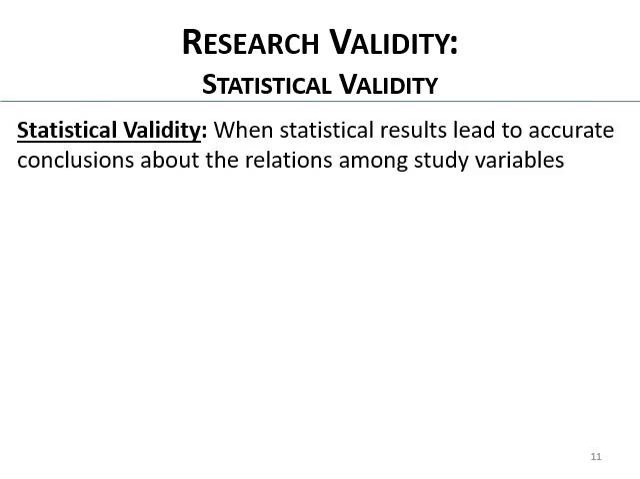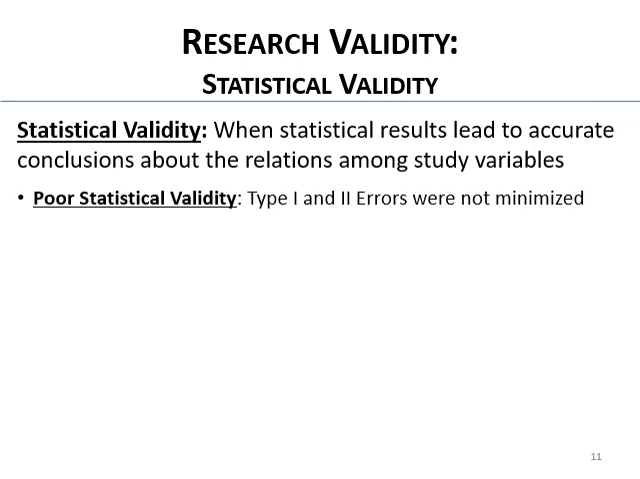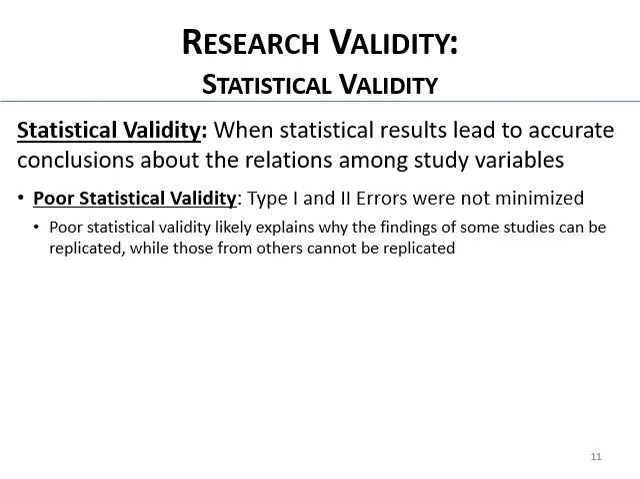So again, statistical validity is when your statistical results lead to accurate conclusions about the relations among your study variables. Poor statistical validity is when type 1 and type 2 errors have not been minimized in your study. Poor statistical validity is one of the big explanations for why the findings of studies can't be replicated. So if someone finds something in a study and no one else can replicate that, often it's because they have poor statistical validity.